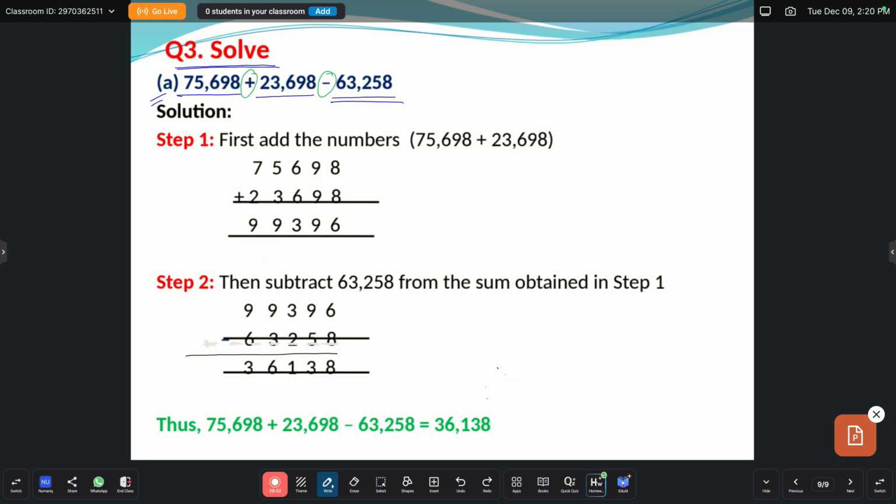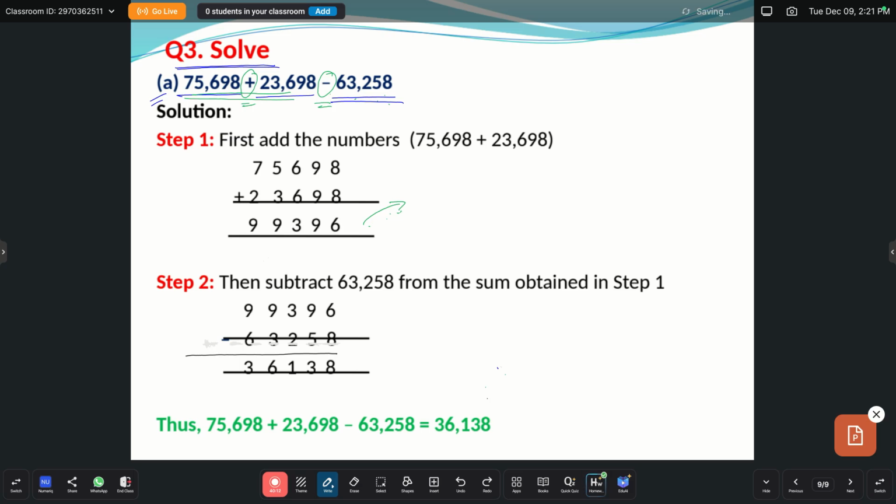Always remember, whenever in any question you are asked to add as well as subtract, you will first add the numbers, and then you will subtract the other number from the sum you get. Always go with the addition first. Here we will first add these two numbers.